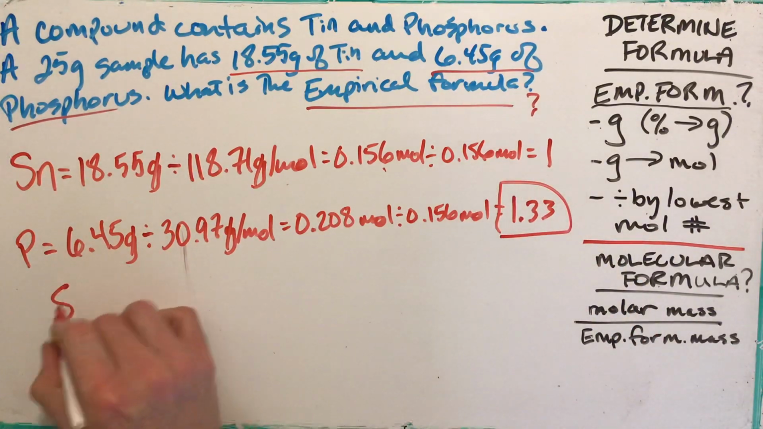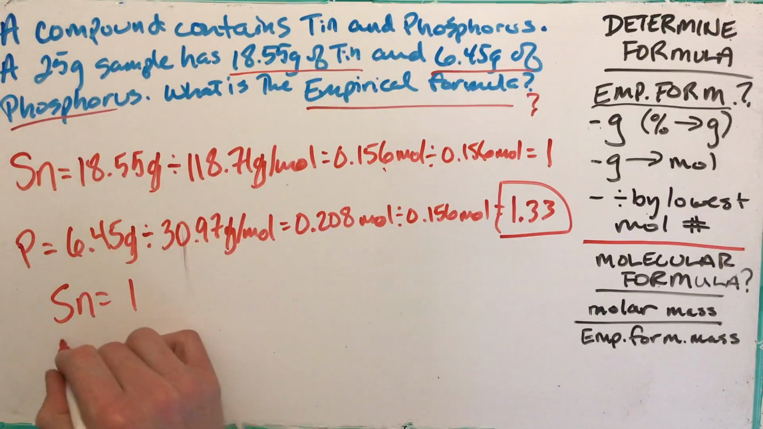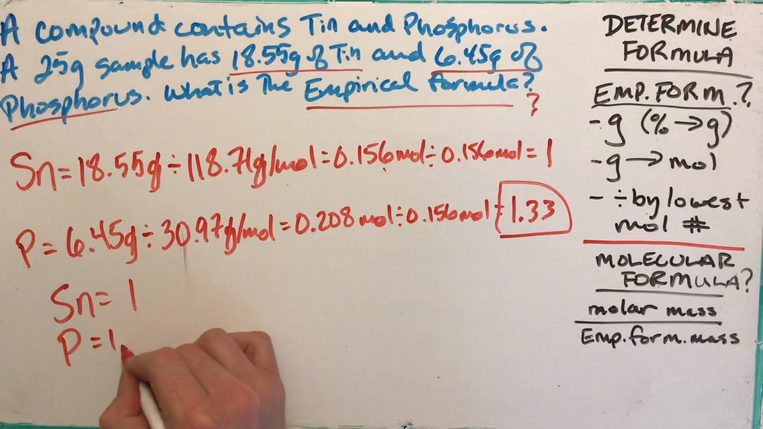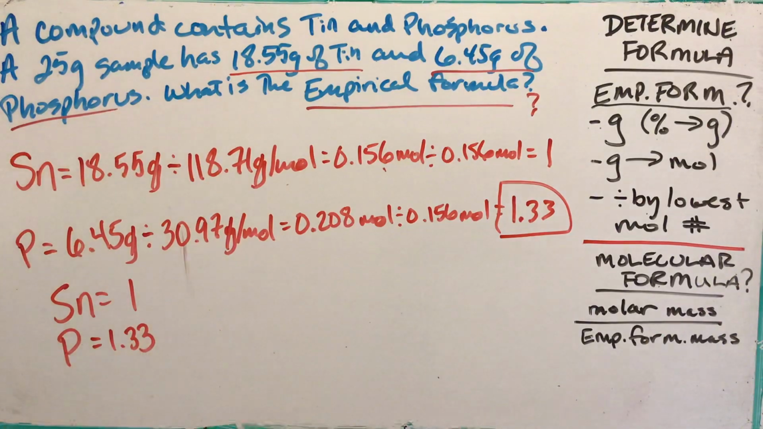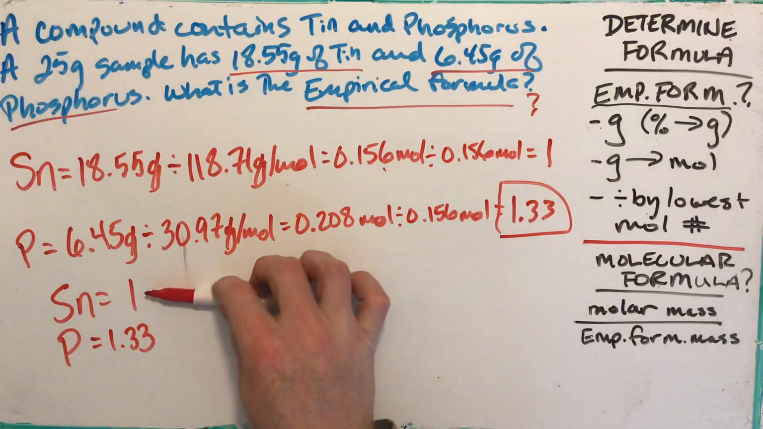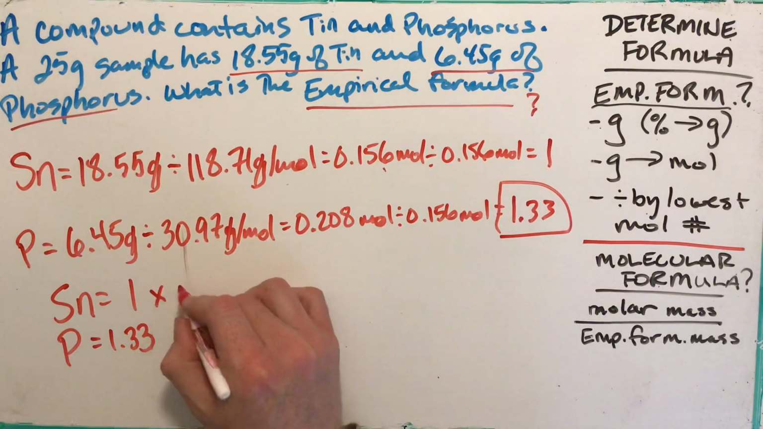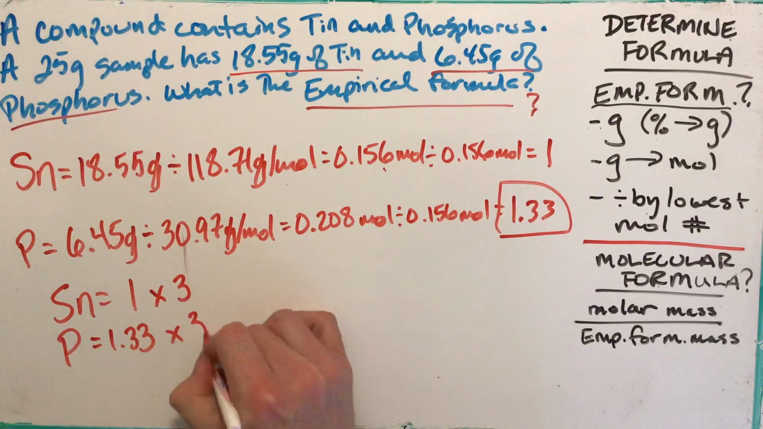So I'm going to reduce this down. I'm just going to write my values. Sn was 1. P ended up being this. So, tin was nice and easy. It was 1. Phosphorus, not so nice and easy. This time it's a 0.33. Now, when it was a 0.5, I doubled it. It's a 0.33 now, so I'm going to triple it. All right? So, multiply both by 3.